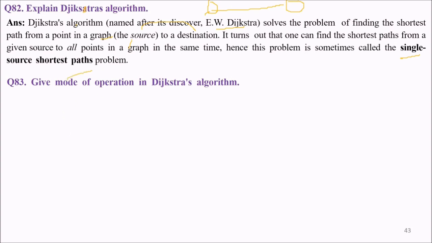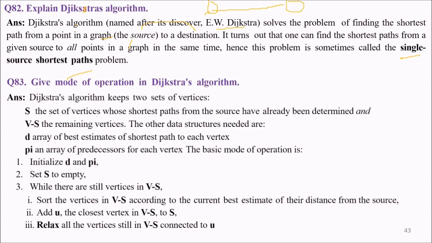Give the mode of operations in Dijkstra's algorithm. Dijkstra's algorithm keeps two sets of vertices, S and V minus S. S is the set of vertices whose shortest path from the source has already been determined, and V minus S are the remaining vertices. There are other data structures also needed here: D, the array of best estimates of the shortest path to each vertex, and Pi, an array of predecessors of each vertex. The basic mode of operation is like this: we initialize D, we initialize Pi, and we set S to empty.